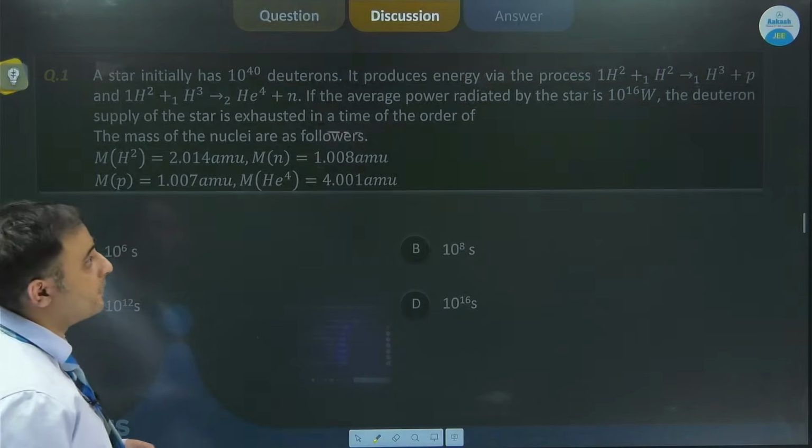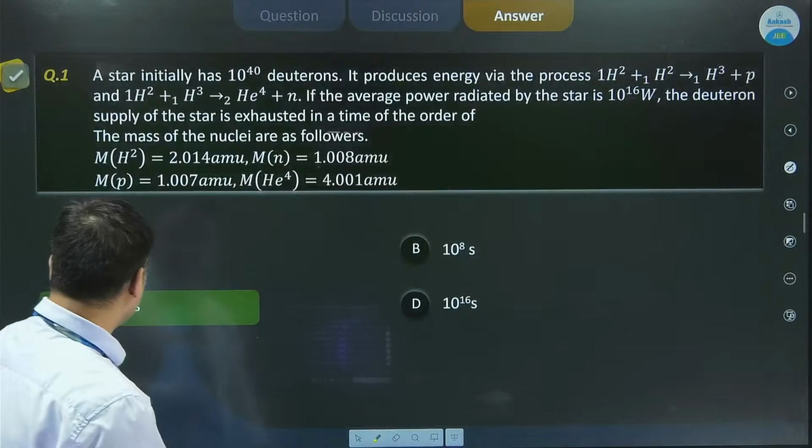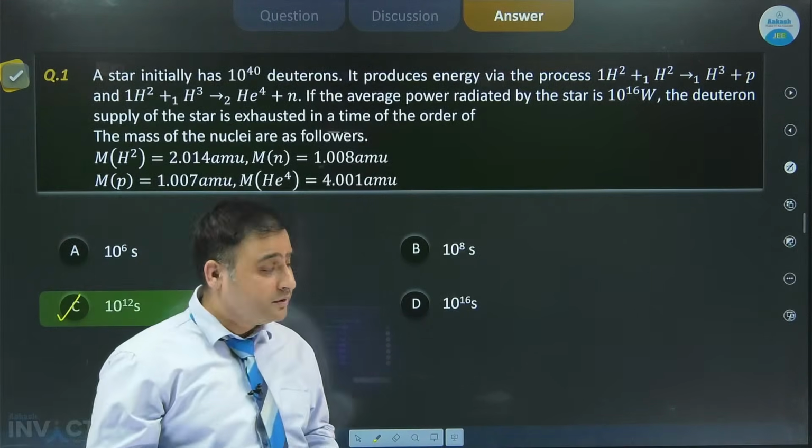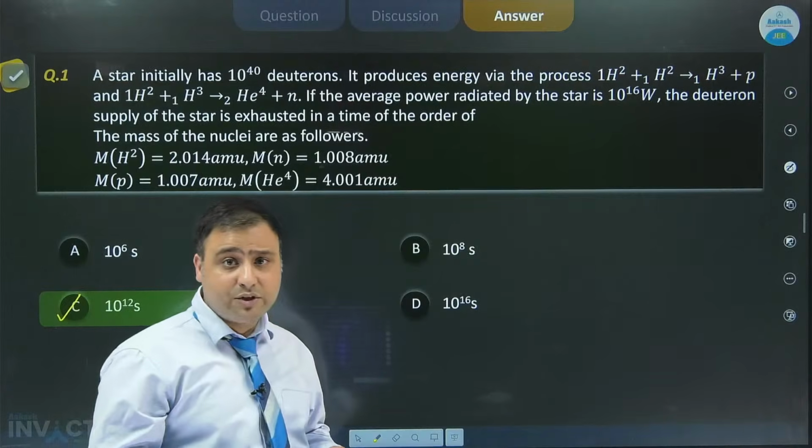So let's see the option: 10⁻¹². Let's check the answer. Yes, 10⁻¹² is the answer, based on the Q value. Now let's move on to the next question.